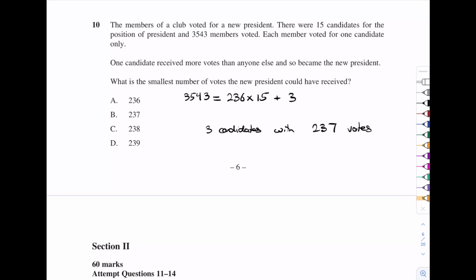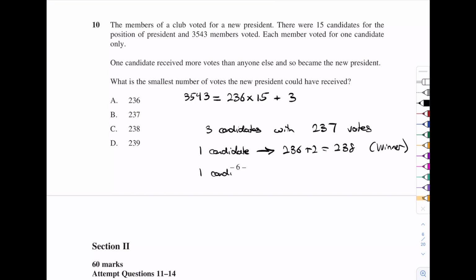But we want to find the minimum number of votes, the smallest number of votes that the new president could have received. So we still want to keep it as even as possible, but we still want there to be a winner. So how would we do that? Well, we would give 2 of these votes to someone and then 1 to another person. So we'd end up with one candidate who would have 236 plus 2, which is 238. They're going to be the winner. So they'll end up being the president.